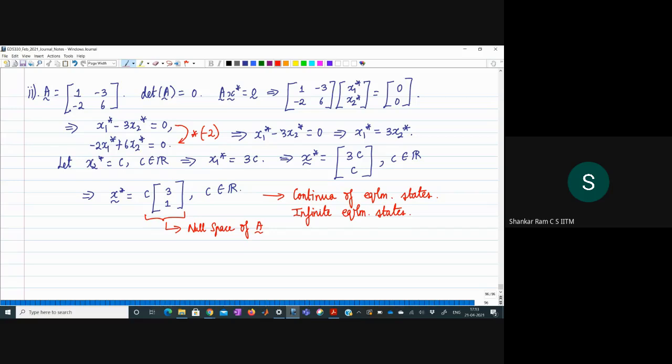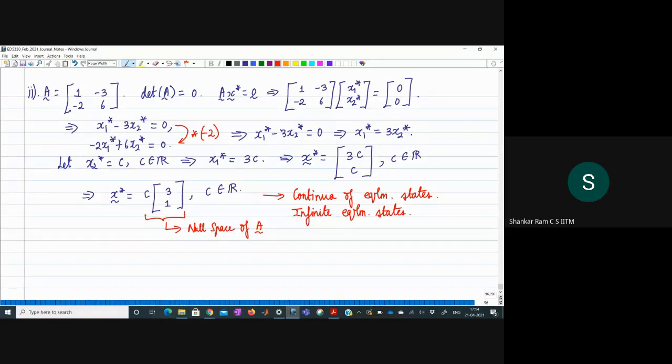Okay, so the first equilibrium state is one wherein we have the matrix A to be invertible, and consequently x star equals 0 is the unique equilibrium state. In the second case, the matrix A is singular, and consequently x star is an infinite set of equilibrium states that belong to the null space of the matrix A. Okay, so these are the two results.